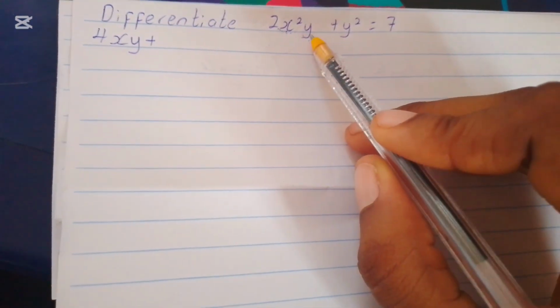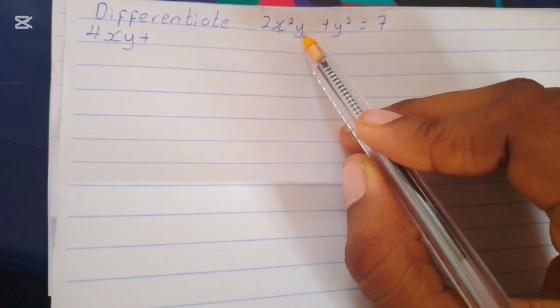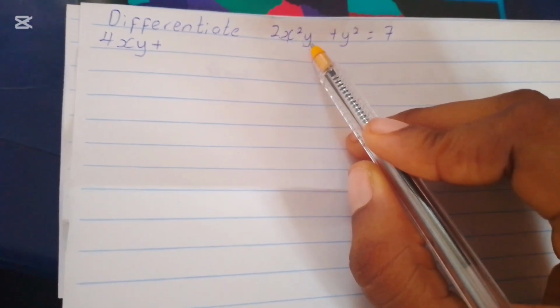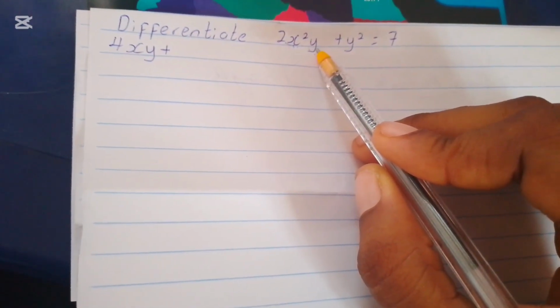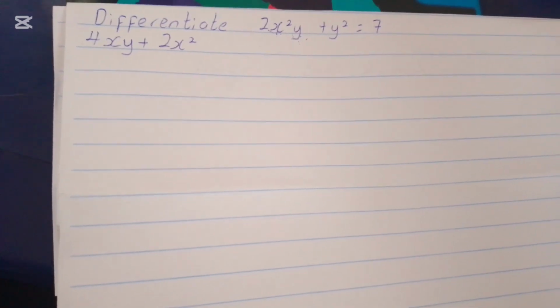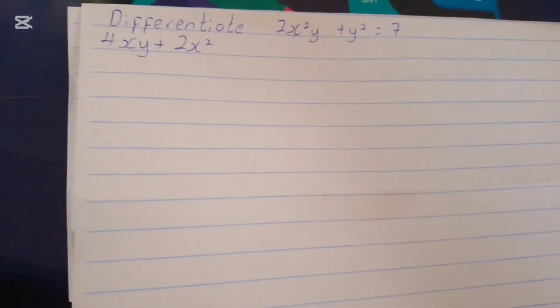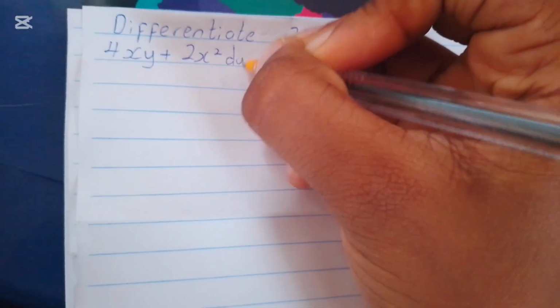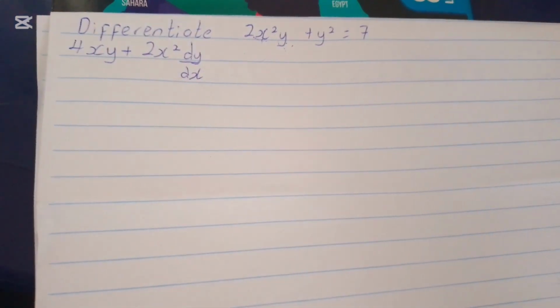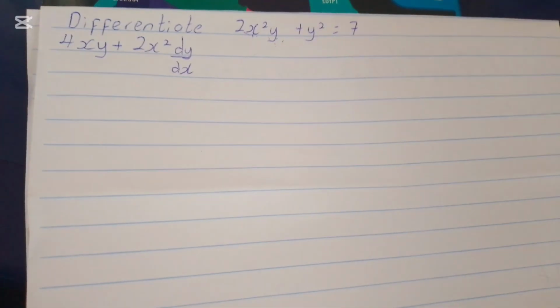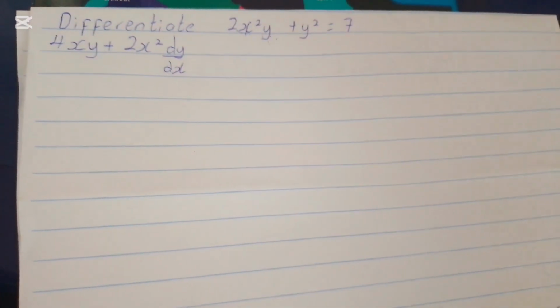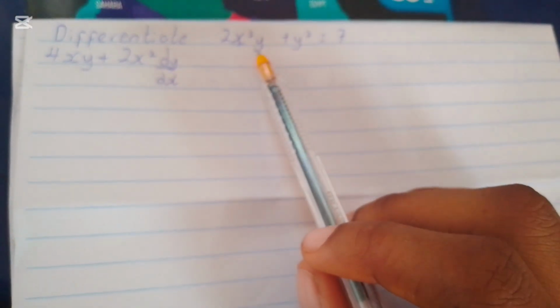Then plus, now for the same 2x squared y, you're going to differentiate y. Differentiating y is actually 1. Yes, differentiating y is 1. So that means you'll be leaving this 2x squared constant. So that will just be 2x squared. But remember, I said whenever you differentiate y, you attach dy by dx to it. So in implicit differentiation, when you see the product of x and y, first of all, differentiate x, leave y constant, then differentiate y, leave x constant. So we are done with the product parts.